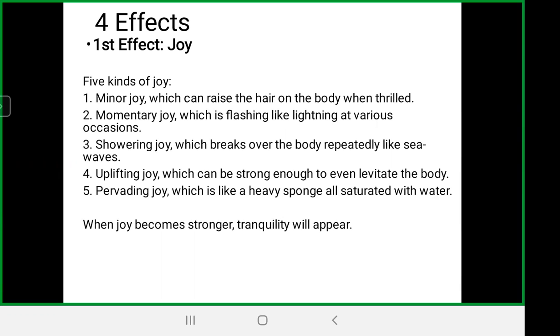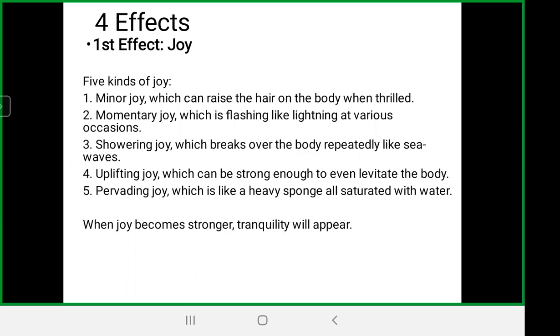For example, some meditators feel that when they meditate, their bottom is not touching the cushion at all. They feel like they are floating up. Number 5 is pervading joy. You feel that the joy is over the whole body, like a sponge soaked with water. Your body is soaked with joy, pervading all over the body.